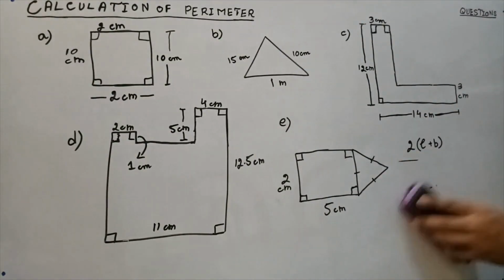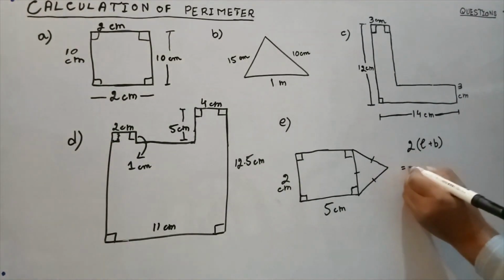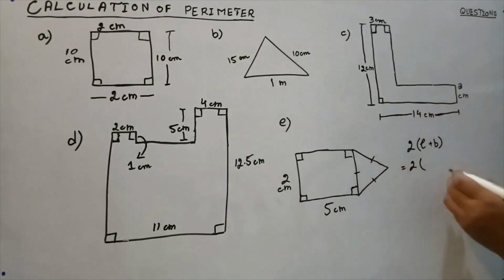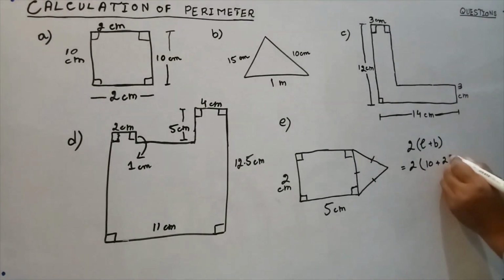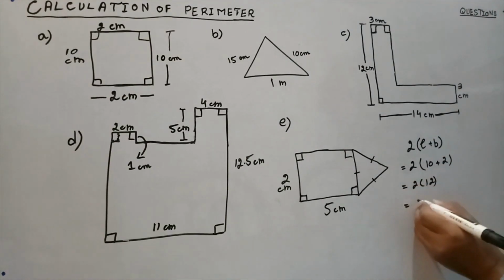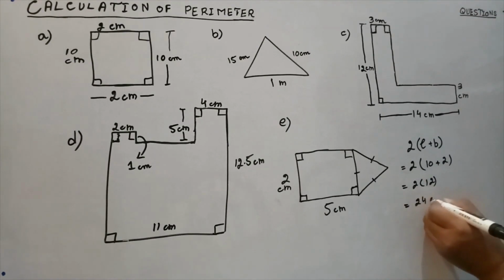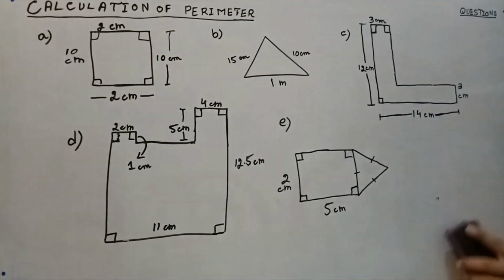So if we put the values in the formula, we have L equal to 10 centimeters, so I put 10 here, and breadth equal to 2 centimeters. So 10 plus 2 will be equal to 12, and 12 multiplied by 2 will be equal to 24, and it is in centimeters. Clear? So actually the perimeter of our first part is 24 centimeters. Clear? I hope you got it.